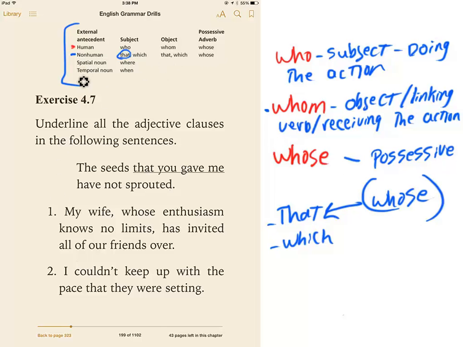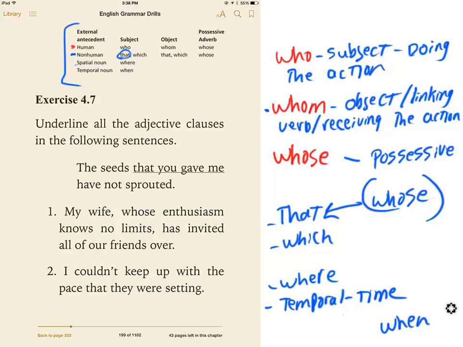Okay, and then if it's spatial, if it refers to some place like in space or a location, we're going to use where. And then if it refers to time, or what we call temporal, we're going to use when.